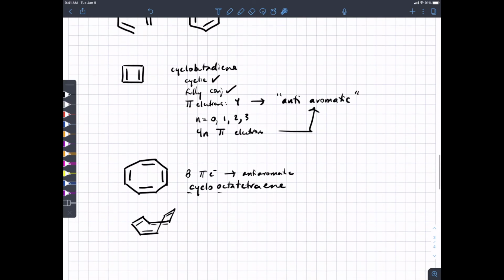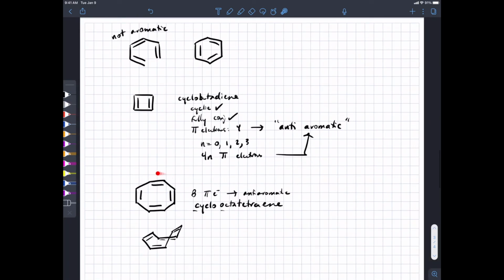However, if I were asking you about cyclooctatetraene, you would just call it antiaromatic. Okay, just know that antiaromatic molecules will often distort their geometry, so they don't have to be antiaromatic. All right.